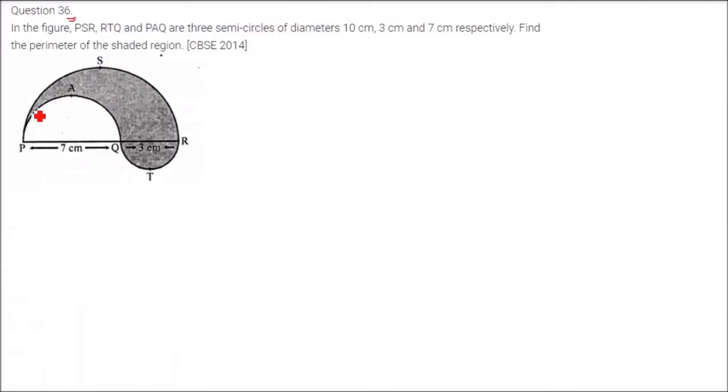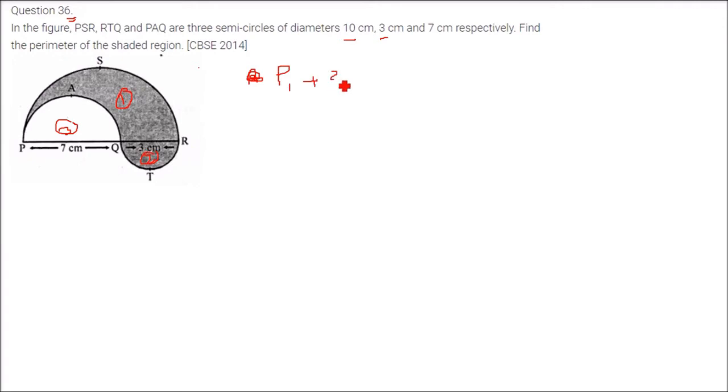Next is, in this figure, PSR, RTQ and PAQ. These are three semicircles of diameter 10, 3 and 7. We have to find out the perimeter of the shaded region. So first, perimeter means this will be the first semicircle. Let me just mark them 1, 2 and 3. So first, the perimeter of the first one.